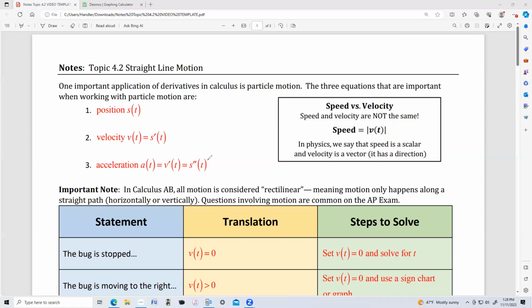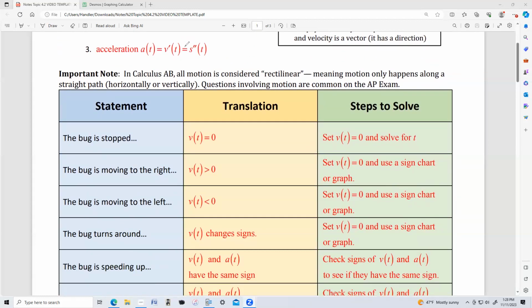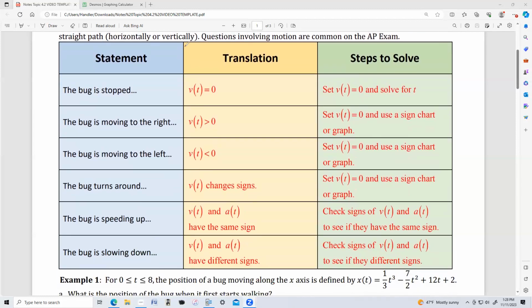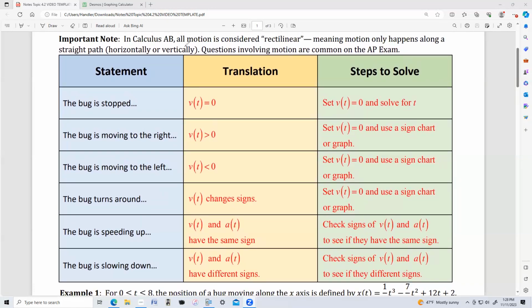Okay, so we're going to be working with position, velocity, and acceleration. And in Calc AB, all motion, again, is considered straight line motion. Some textbooks call it rectilinear motion, which means motion only happens along a straight path, either horizontally, like along the x-axis, or vertically along the y-axis. And questions involving motion are very, very common on the AP exam.